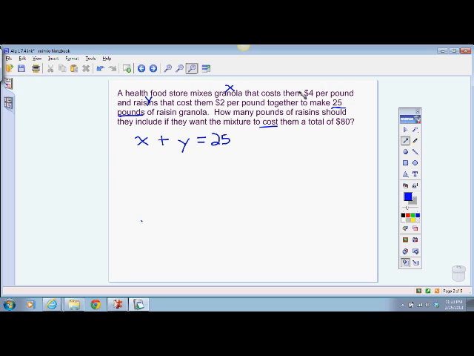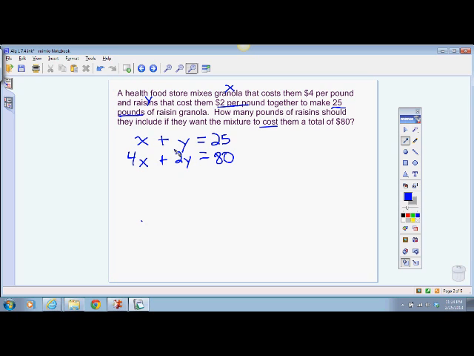Now think of it in terms of money. Granola costs $4 per pound. Hopefully by now we recognize that as being 4x, because if 1 pound, you go 4 times 1, 2 pounds, 4 times 2, 3 pounds, 4 times 3, and so on. The same thing is true for our raisins here that cost $2 per pound, so we represent that with a 2y. And we know that altogether that's going to cost $80.